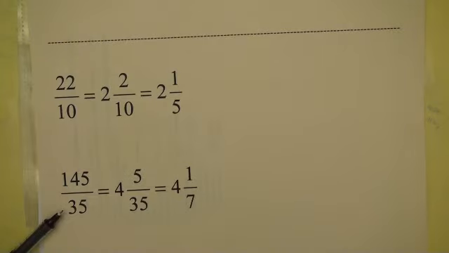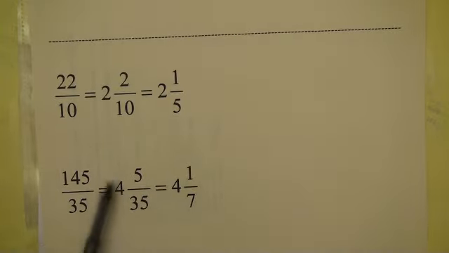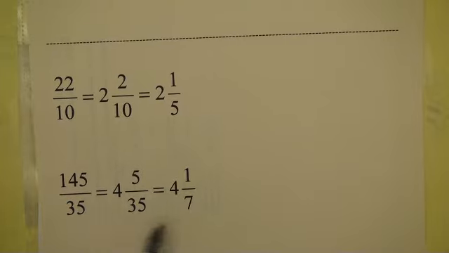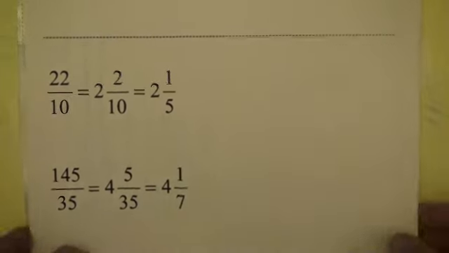Same thing here. You could divide the 35 into 145 and land safely on the number 140, right? 35 times 2 is 70. Times it by 2 again, you get 140. So therefore, 35 times 4 is 140. So you land safely on 140, which means you have 5 extra. 4 and 5/35 gives you 4 and 1/7. So there you have it.